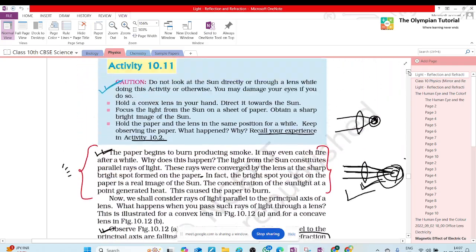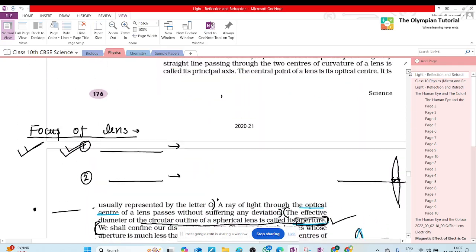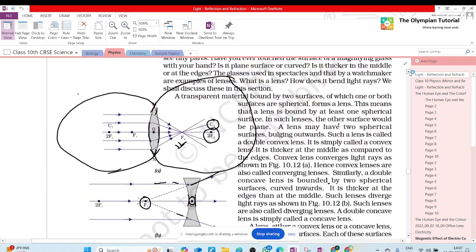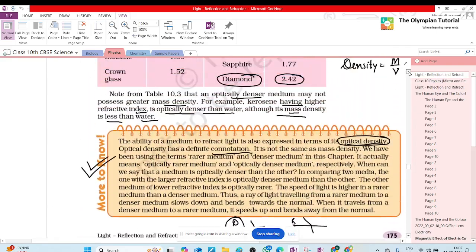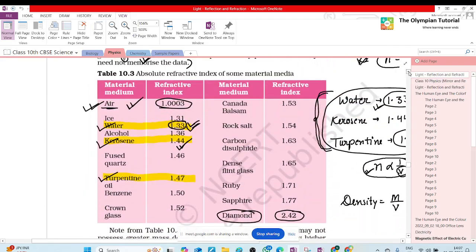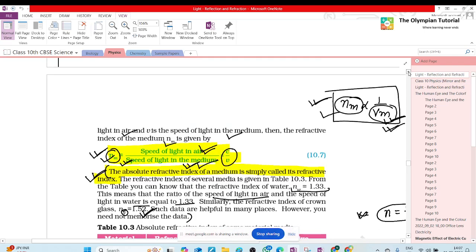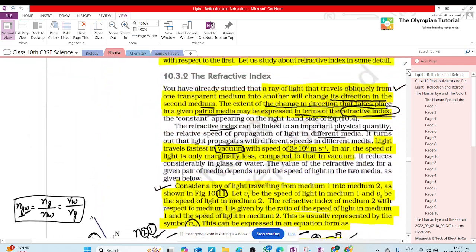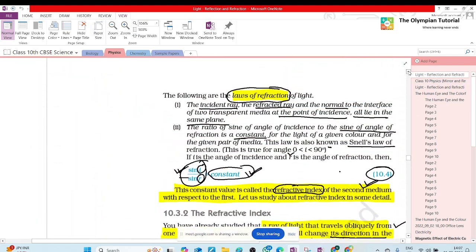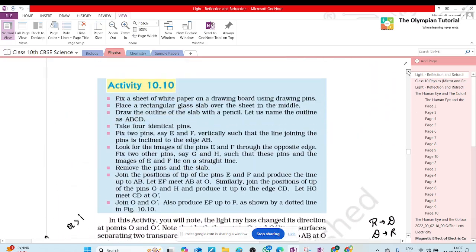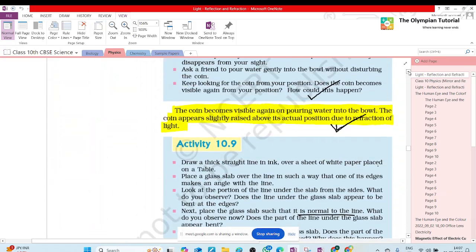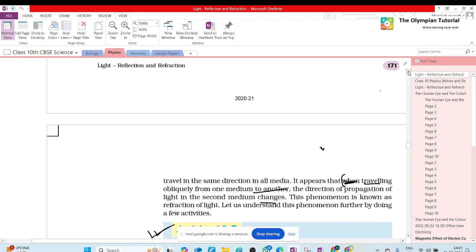What do you mean by the word sphere? Yes, Tanya. Ma'am, it is a 3D shape. A sphere is a three-dimensional circle. And when lenses are formed by the spherical faces, then it is known as spherical lenses.